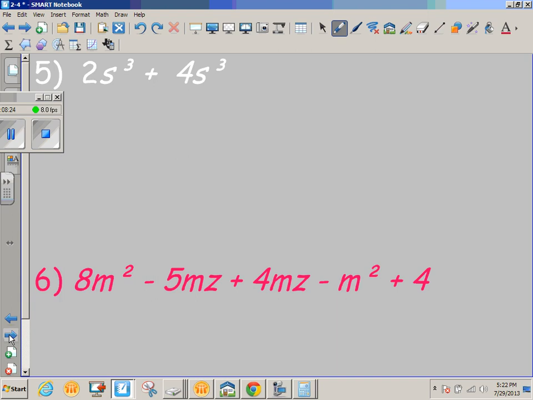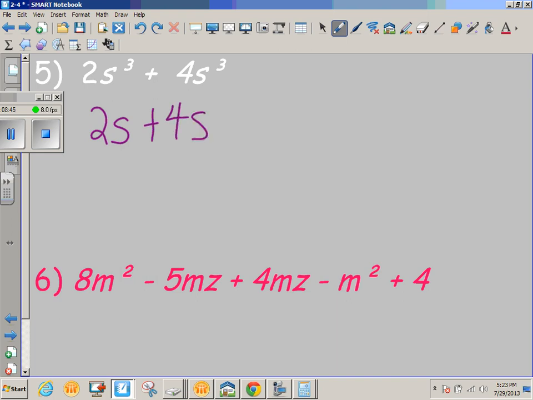The last two examples, instead of using the distributive property, we're going to be combining like terms. So let's talk about what to do with that. On number 5, if this was just combining like terms, let's use a problem that's a little bit easier, something maybe that you've seen in the past. Let's just use 2s and 4s.